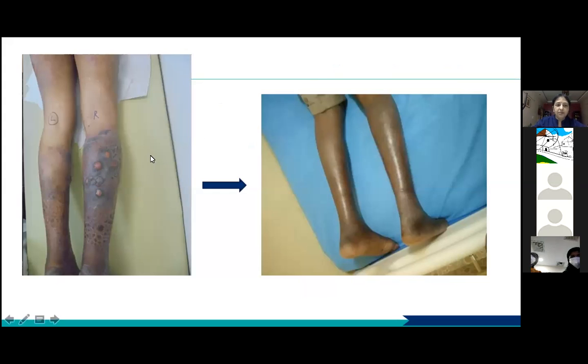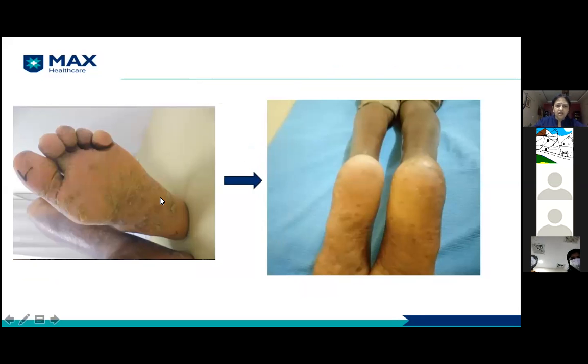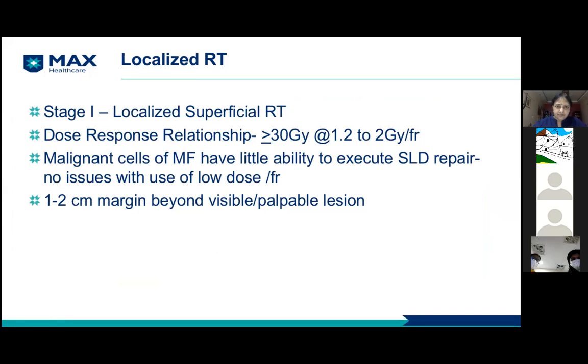This is another picture which I showed you some time back. Ulcerated lesions. Look at the condition of the skin. He had edema all over the skin. I was very scared to treat him. And look at his legs after about 3 to 4 months of completion of therapy. Look at these scaly lesions on the feet and look at the clean feet later on. Radiation therapy is a very, very effective treatment modality for mycosis fungoides.